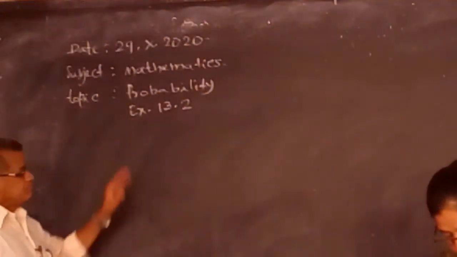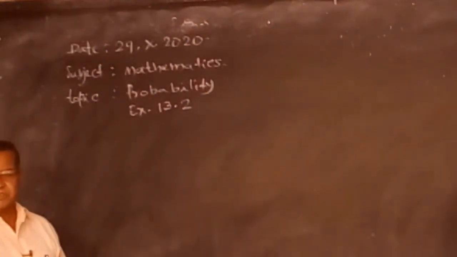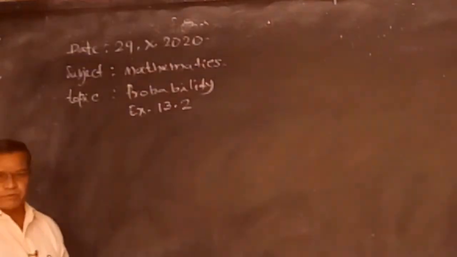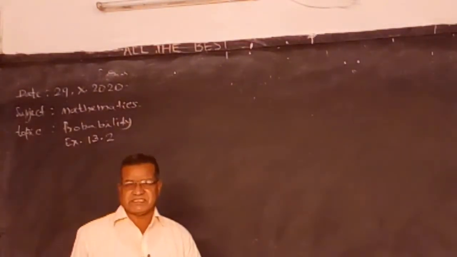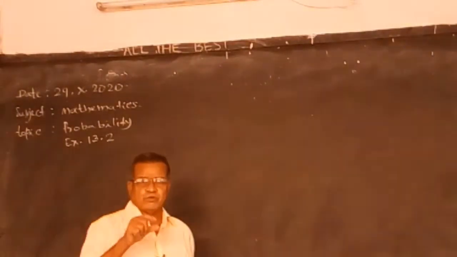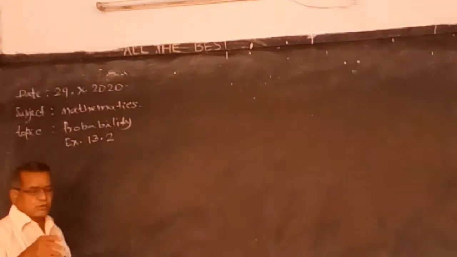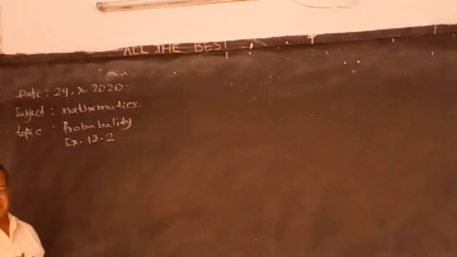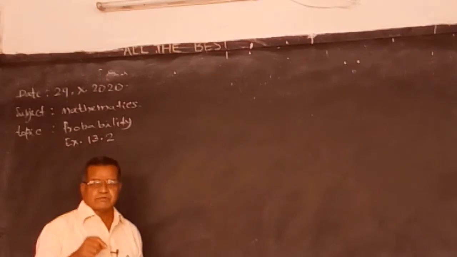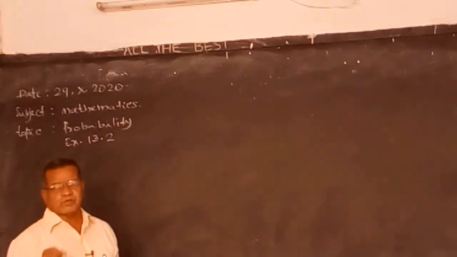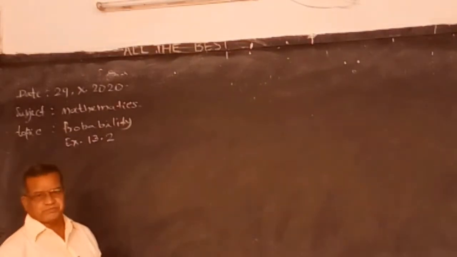We are doing probability problems. What is a probability, and what are the events, favorable outcomes, total outcomes, formula? Probability of an event E equals number of favorable outcomes by total number of outcomes.